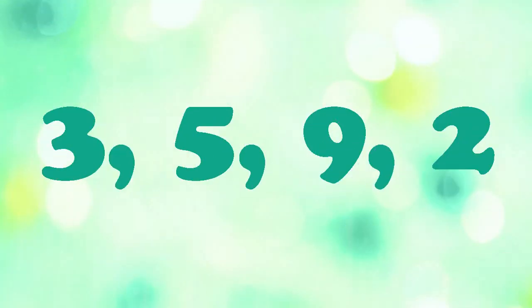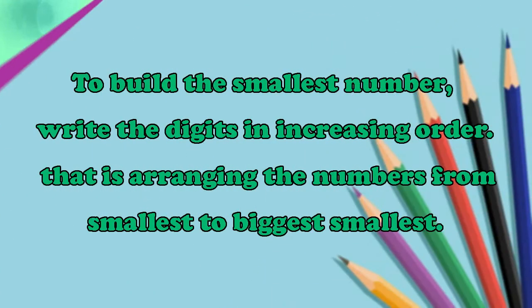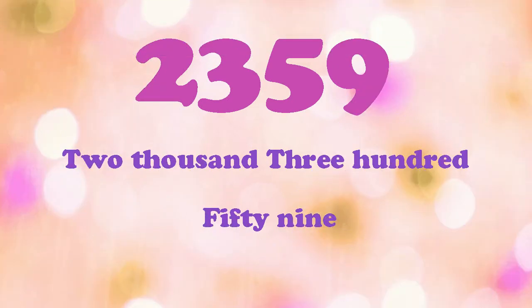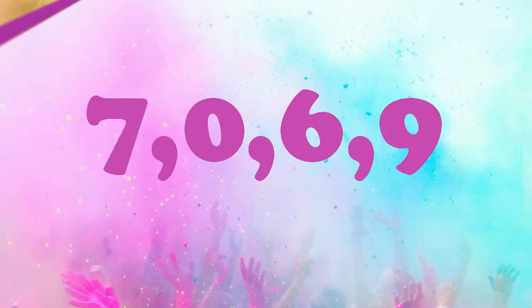Rearrange the digits 3, 5, 9 and 2 to make the smallest number possible. Let's go. To build the smallest number, write the digits in increasing order. So the number will be 2359. 2, 3, 5, 9. Clear? So second example, 7, 0, 6, 9.